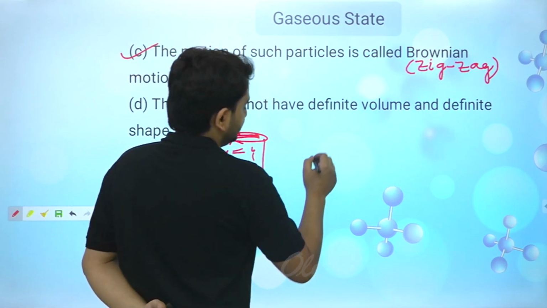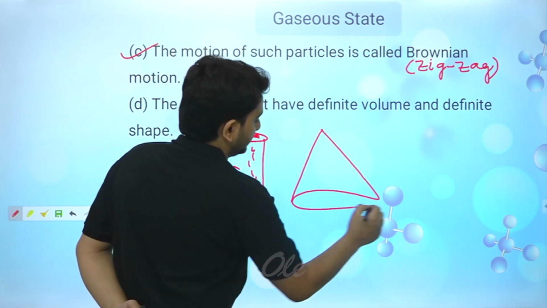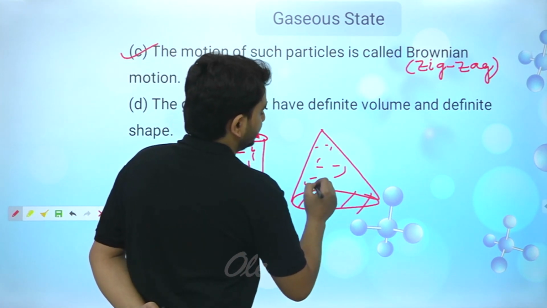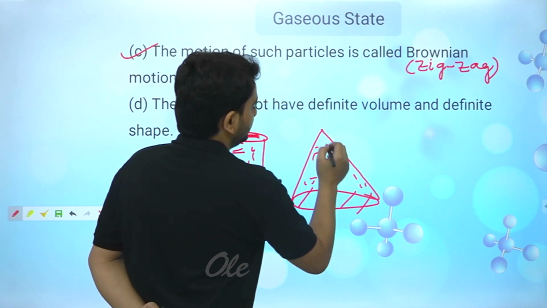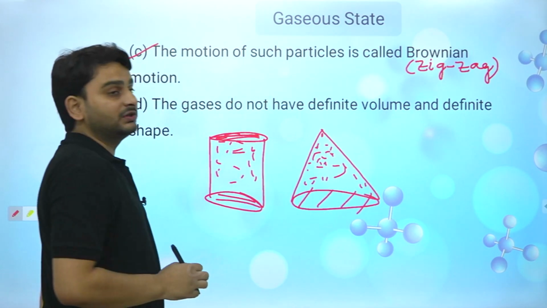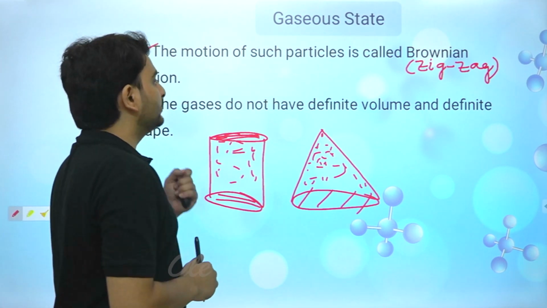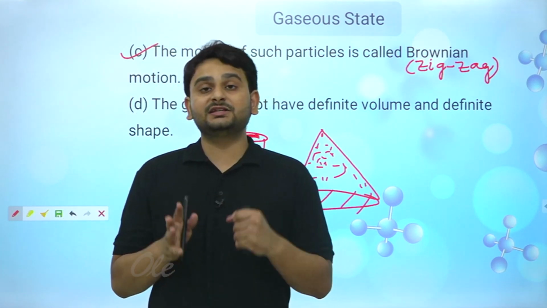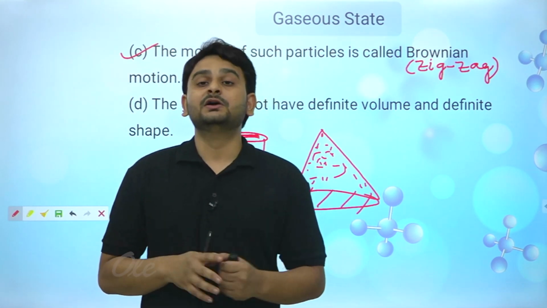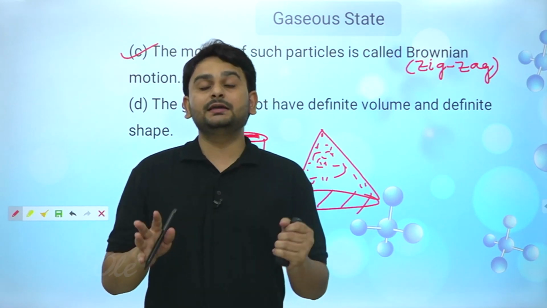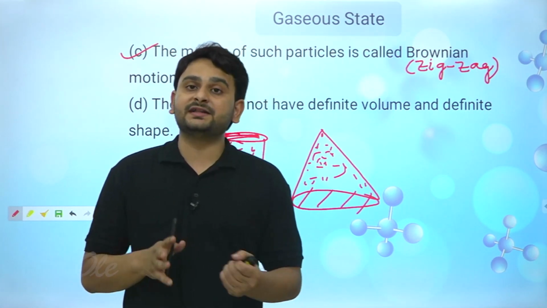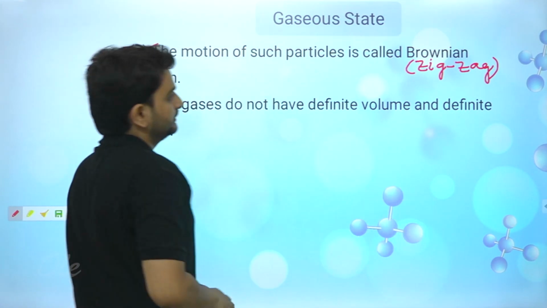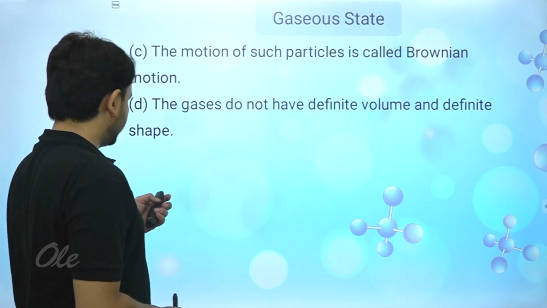If they are, let's say, placed in a cone, right? This cone is also closed. They will fill the cone completely and the volume of the gas will be equal in this case to the volume of the cone, right? So they don't have a definite volume and a definite shape. Whatever container you fill them in, they take the shape of the free space in that container. Or if the container is completely empty, then it takes the shape of the container itself, right? Great. I hope you've understood. I'll move on.